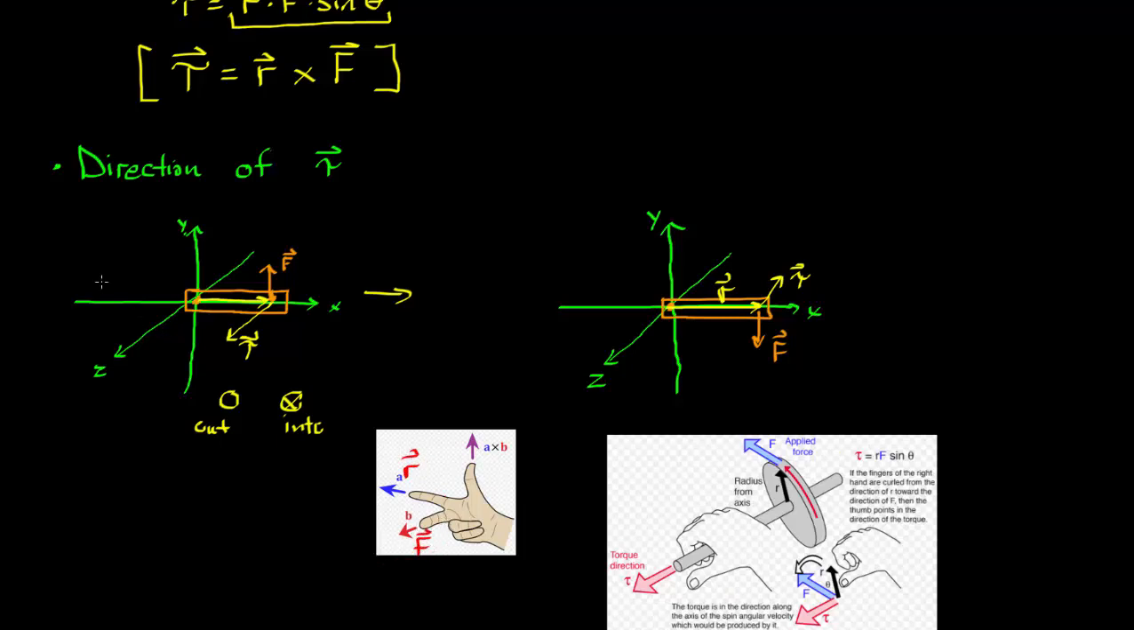So you just align your index finger along the R and then your middle finger along the F, and then your thumb would be the torque. For this one, you'd have to flip your hand upside down. You just got to align your hand right. It just takes some practice.